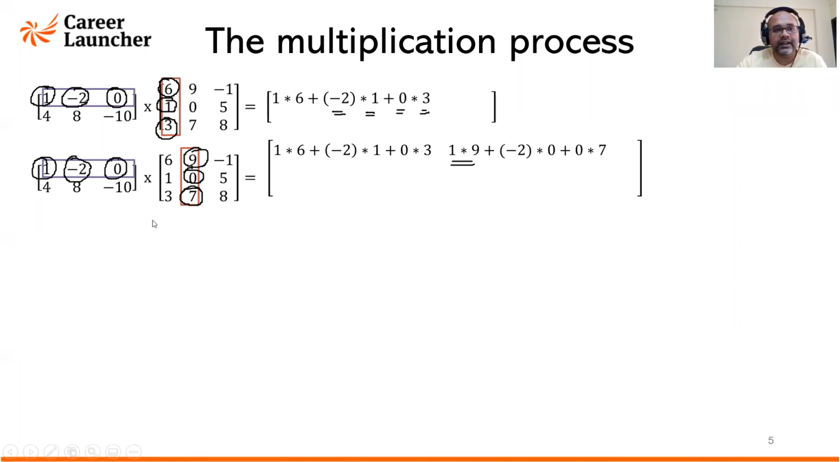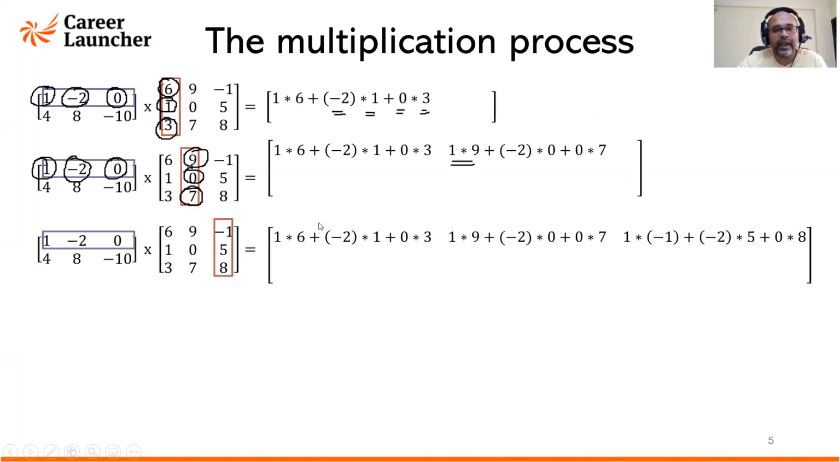Right? Then the third step, again, take the first row, go to the third column, and that will become your third element. Remember, what is the answer supposed to be? This is a 2 by 3 matrix. This is a 3 by 3 matrix. The answer is supposed to be a 2 by 3 matrix, which means there are supposed to be 3 columns. If you notice, column number 1, column number 2, and column number 3. Right? So the first row of the answer matrix you got. So how are you getting this? Once again, you are multiplying the first row and third column. 1 and negative 1, negative 2 and 5, 0 and 8.